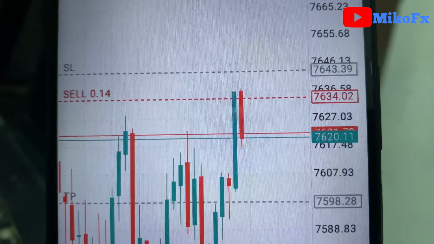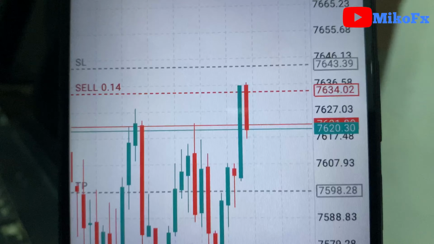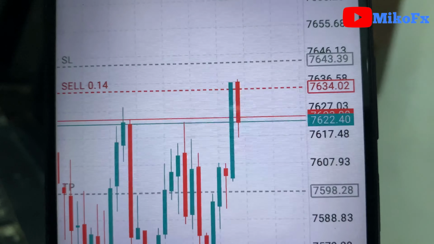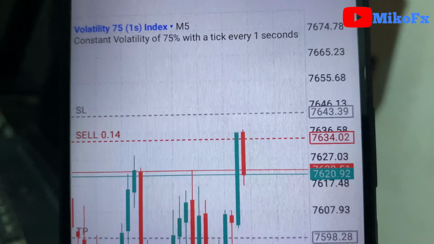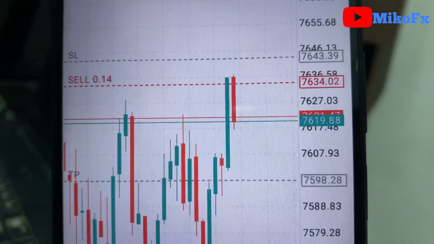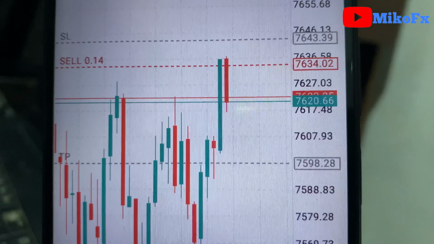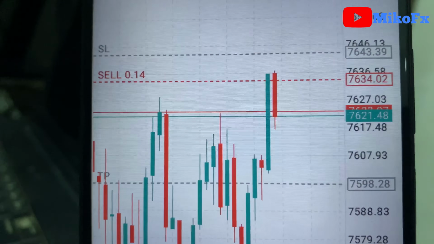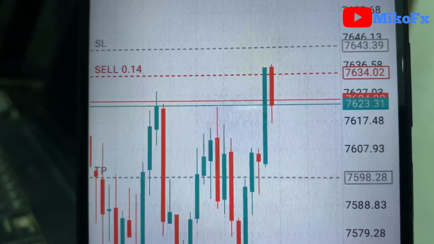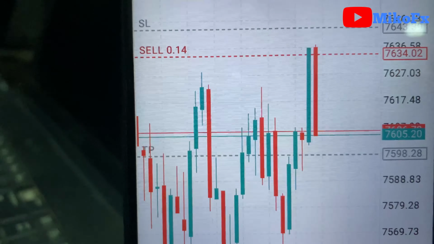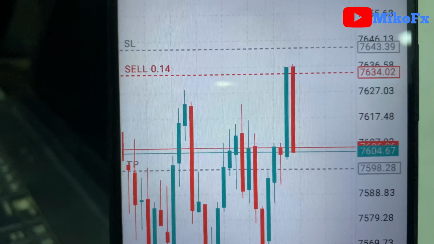Okay, guys, this is another trade, and this is where I sold this asset, and this is my stop loss, and this is my take profit. I'm actually pursuing a risk reward ratio of 1:5. There are some other trades I've taken before this trade, but I couldn't record them because they moved really very fast. So I'll explain why I'm pursuing a risk reward ratio of 1:5 on this particular trade. It's almost very close to my TP.